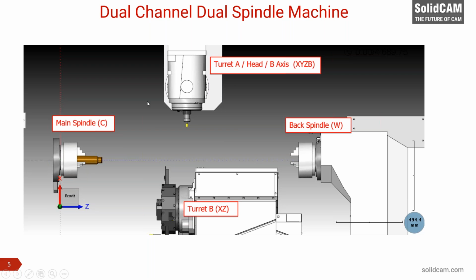This turret also can move in B axis, while the lower turret only has 2 axes. It has X and Z. It doesn't have Y. And this spindle has C axis, and the back spindle has W, that is, it goes towards the main spindle and away from the main spindle, and this also has a C-axis. So all in all, it has 9 axes.